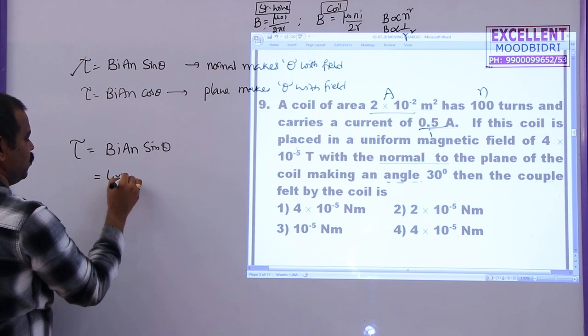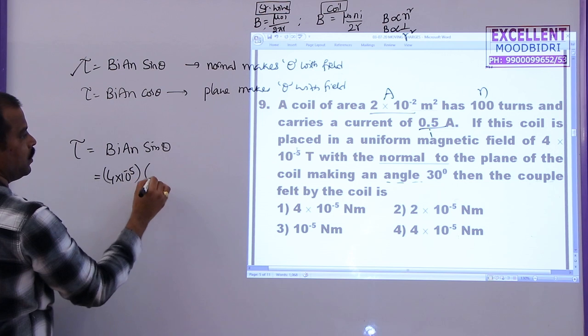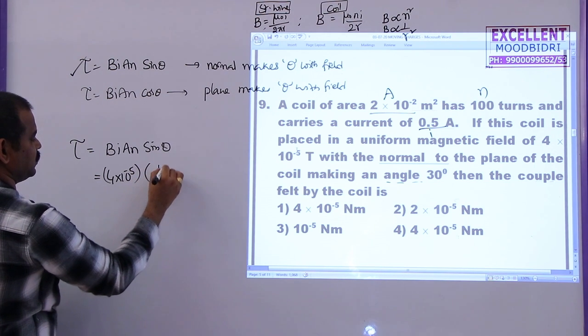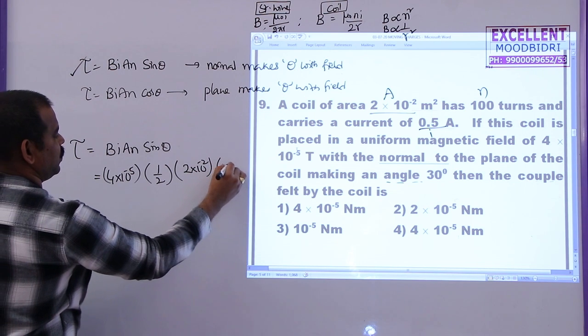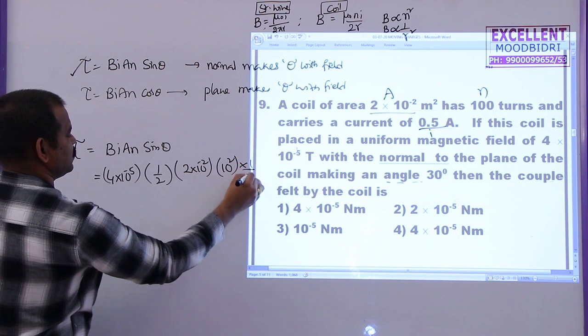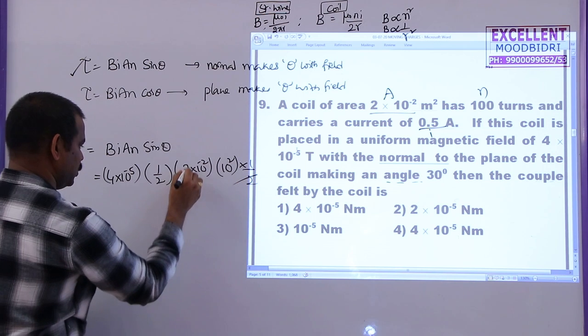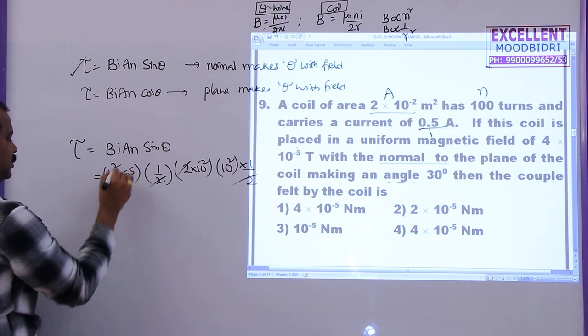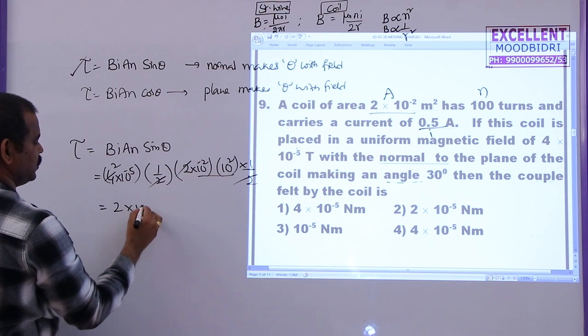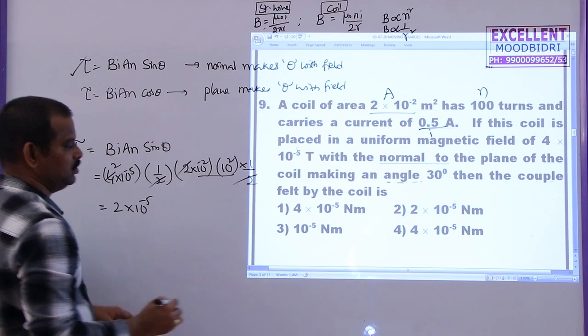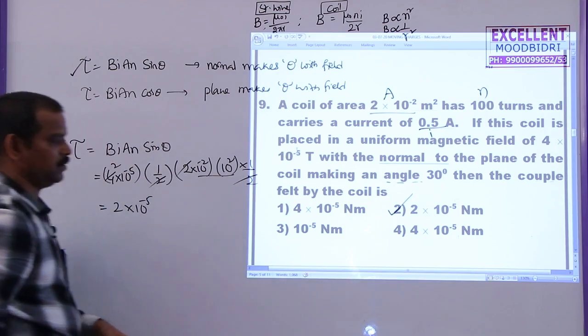The magnetic field is 4 into 10 power minus 5. The current is 0.5, let me take it as half. Area is 2 into 10 power minus 2. Number of turns is this, and sin 30 is 1 by 2. This 2 and 2 get cancelled, this 2 and 2 get cancelled. Then 2 into 10 power minus 2 plus minus 5... so the answer is 2 into 10 power minus 5 Newton meter.